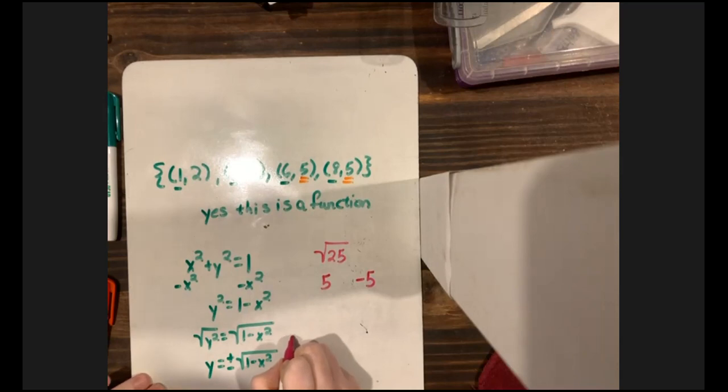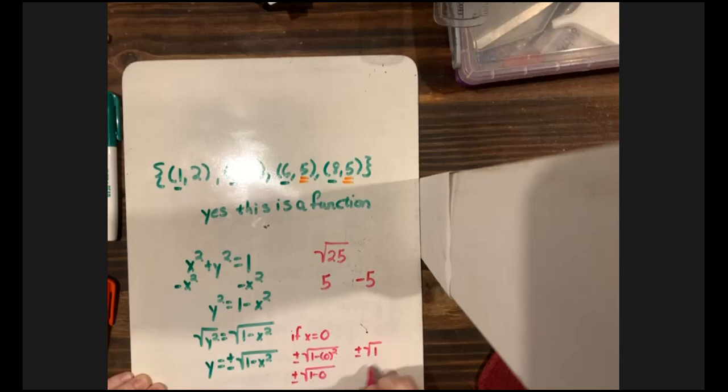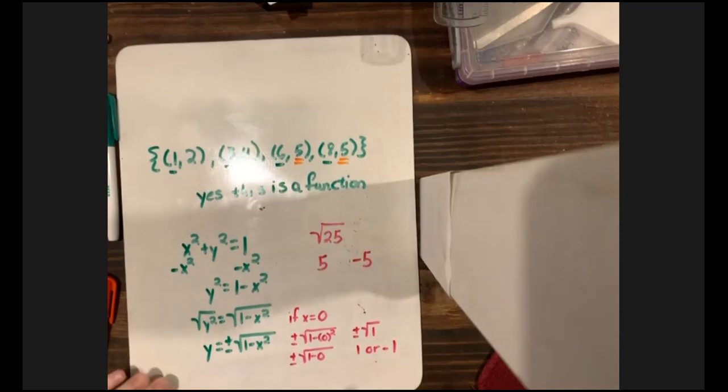Now, you may be going, okay, well, that's fine. But now, what if I let x equal 0? Well, if I plug in 0, 0 squared is certainly 0. And that's going to be 1 or -1. Now, here's the concern. That now means I have (0, 1) and (0, -1) as ordered pairs. And now I have repeated x's. So this is not a function.